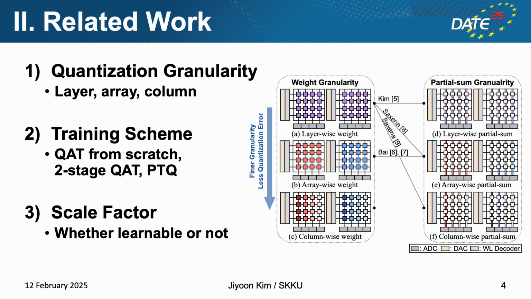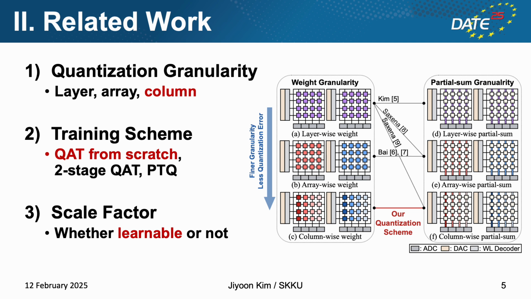Despite these advancements, here's the problem. Although the weight quantization granularity is crucial because low bit weight models set an upper bound for the accuracy achievable with partial sum quantization, previous works didn't apply fine-grained quantization to both weights and partial sums at the same time. They also missed out on using learnable scale factors for both. On top of that, these methods often relied on two-stage QAT or post-train quantization, leaving room for improvements in training efficiency.